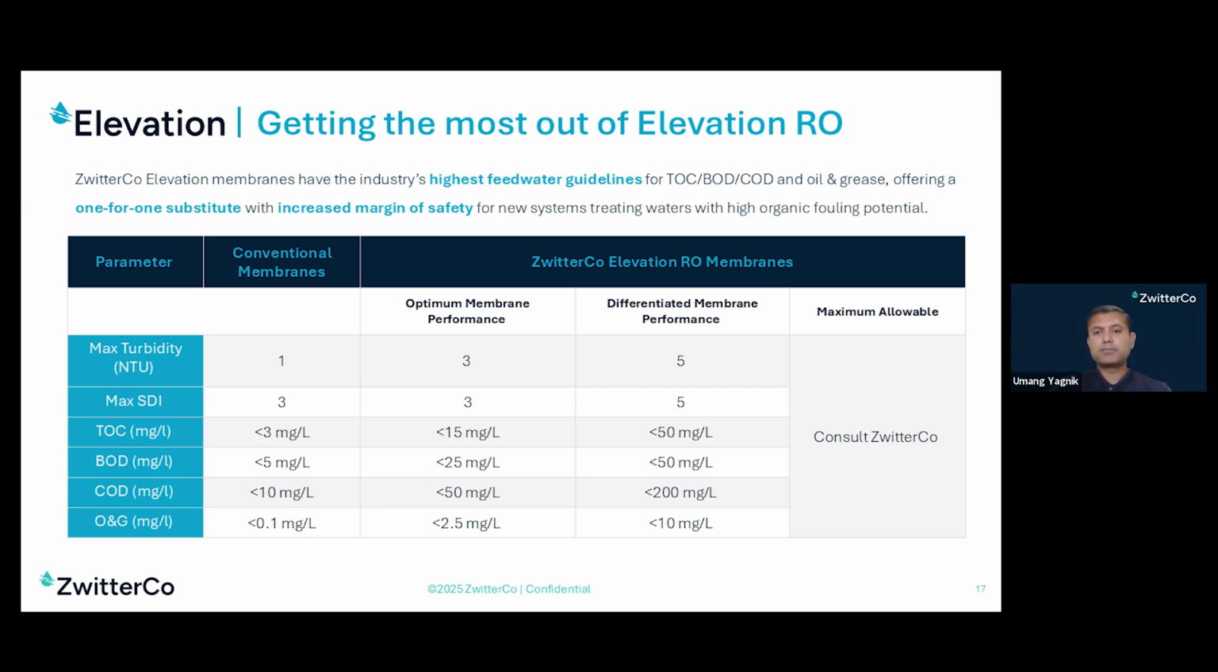Under differentiated performance feed water guidelines for Elevation RO, you may observe little to no change in the CIP frequency on site, but the existing RO system will then be able to handle much higher concentration of organic load without addition of any pre-treatment like coagulation or activated carbon. All of this while maintaining the performance of the membrane and its ability to recover after each CIP.